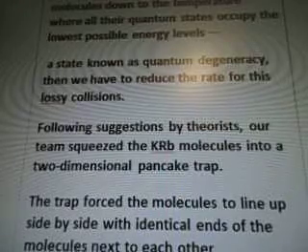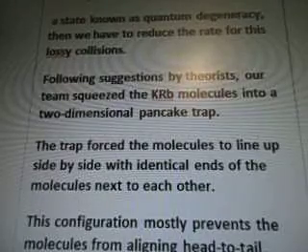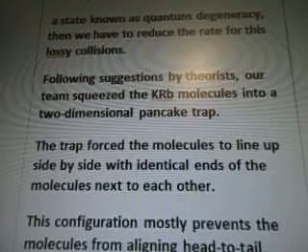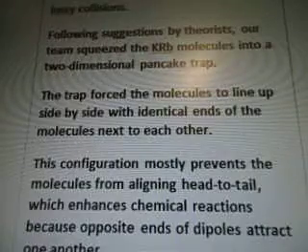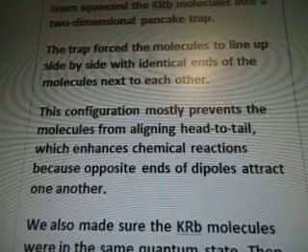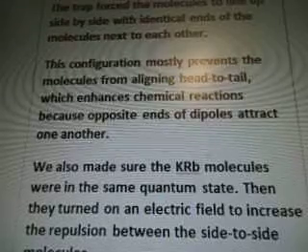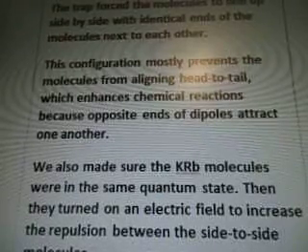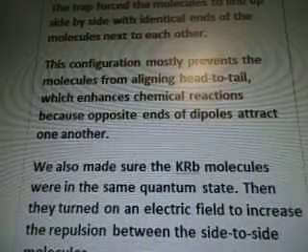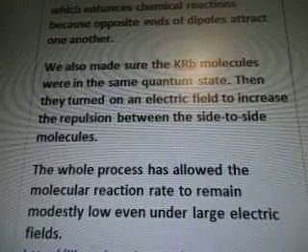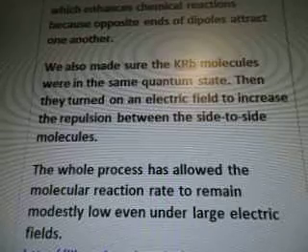these lossy collisions. Following suggestions by theorists, our team squeezed the KRB molecules into a two-dimensional pancake trap. The trap forced the molecules to line up side by side with identical ends of the molecules next to each other. This configuration mostly prevents the molecules from aligning head to tail, which enhances chemical reactions because opposite ends of dipoles attract one another. We also made sure the KRB molecules were in the same quantum state.